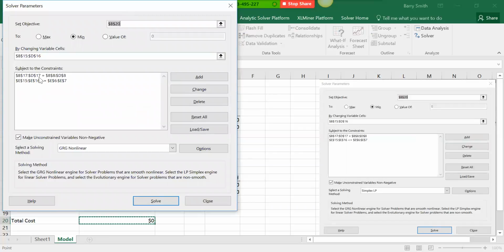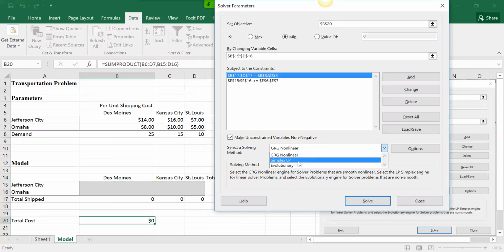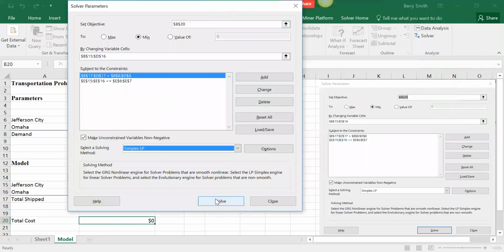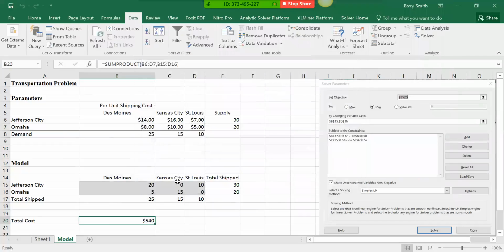All right, so now we have our objective. What we want to minimize is here. These are our two constraints. And now we want the simplex LP method. Now we should be able to say solve, and hopefully it will give us the solution. Solver found a solution, all constraints and optimality conditions are satisfied. So let's keep that solution and say okay.